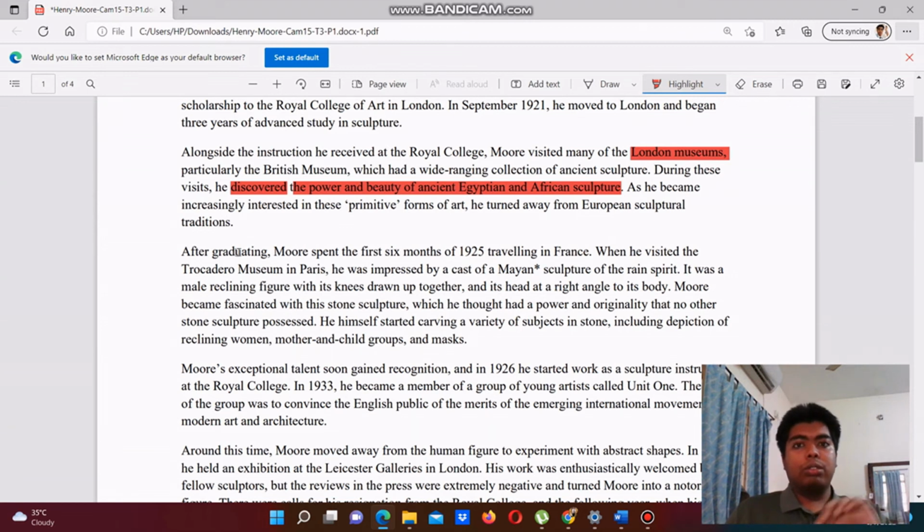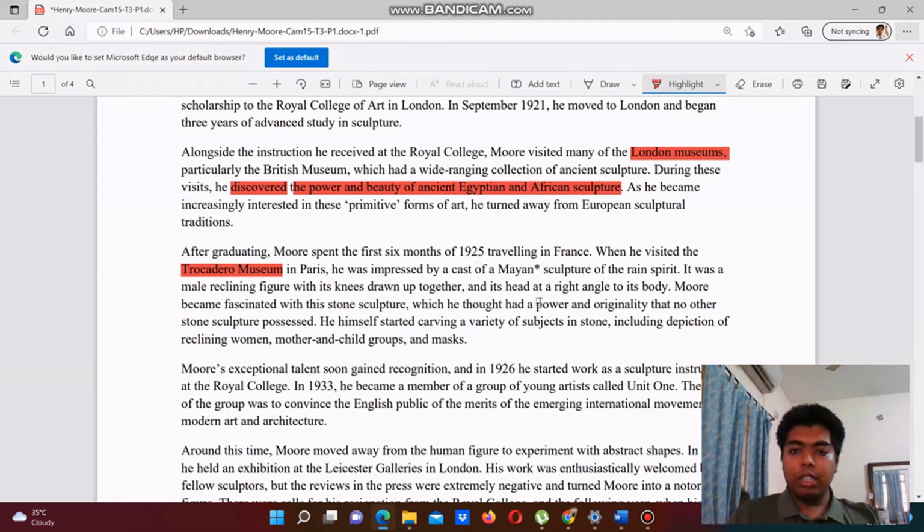We'll look for the Trocadero Museum, okay? After first six months of traveling in France, he visited the Trocadero Museum in Paris. We are going to dive right into the Trocadero Museum. He was impressed by a cast of Mayan sculpture of the rain spirit. It was a male reclining figure.